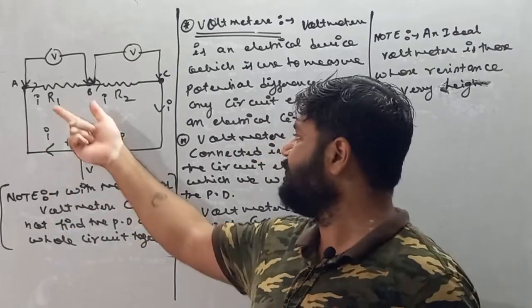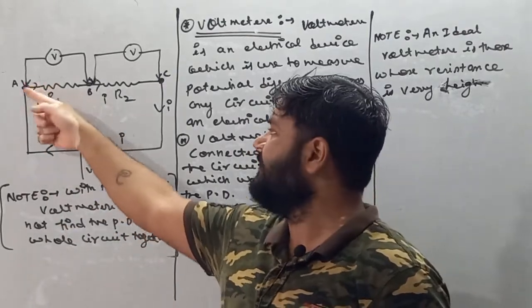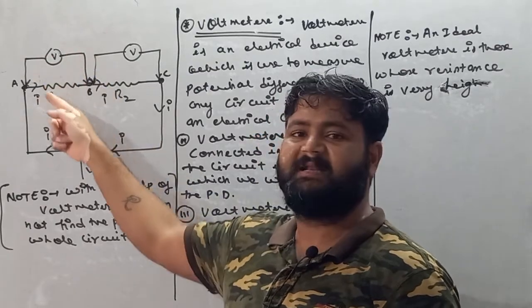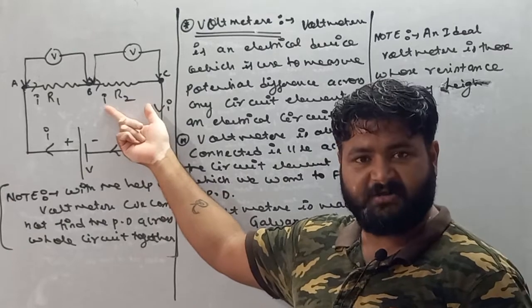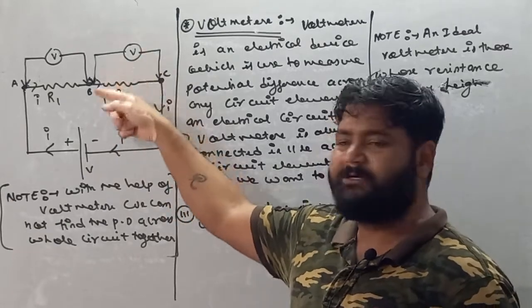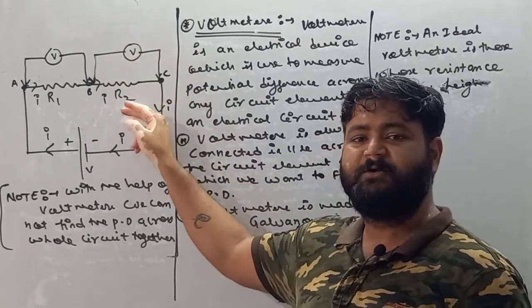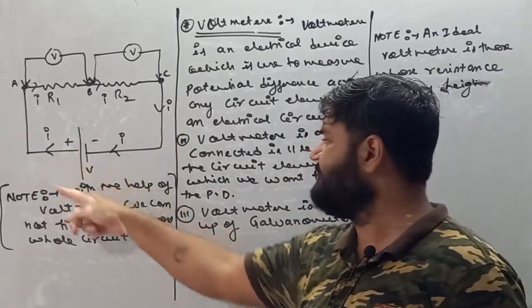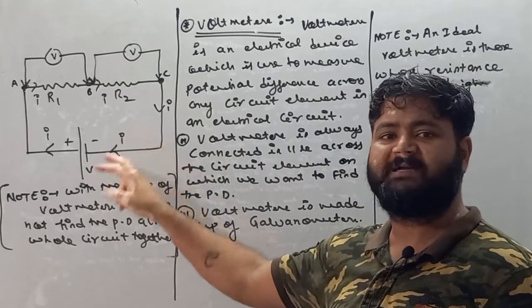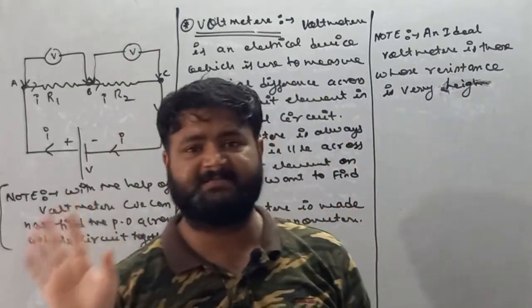If you want to find potential difference across R1, we have to connect voltmeter parallel with R1. If you want to find potential difference across R2, you have to connect voltmeter parallel across R2. If you want to find potential difference across this battery, you have to connect voltmeter parallel to battery. So this is how voltmeter is operated.